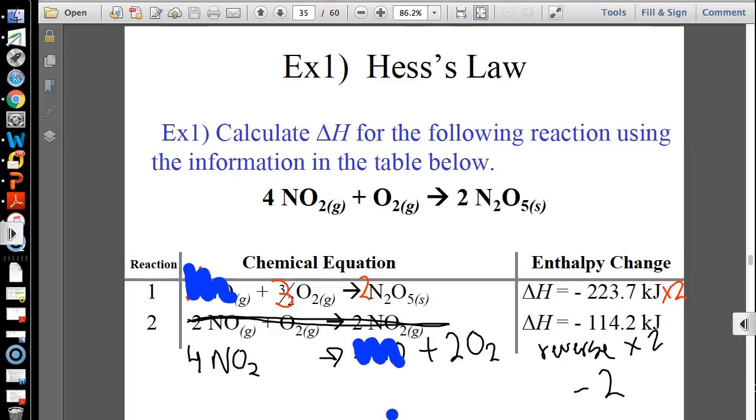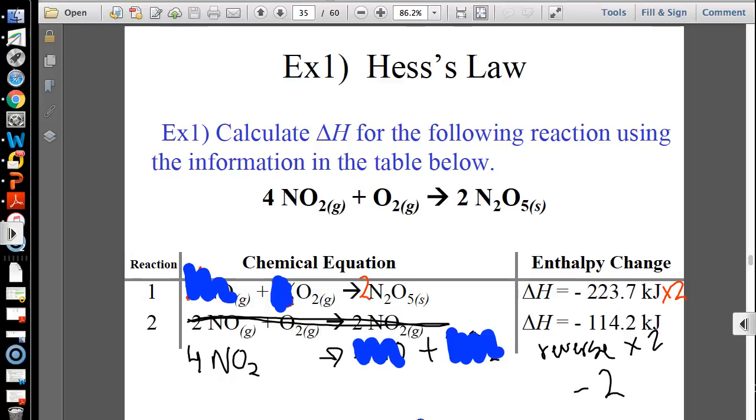Okay? Then my oxygens, I have 3 here, and I have 2 here. So what that means is these 2 match. I can pull them out, and I'm just left with 1. Alright, that's what I was looking for. And then the 2 N2O5 are right here. So basically, what's left after I play the matching game, 4 NO2s, 1 oxygen, 2 of those, and that matches, and I'm done. Now, I'm done with that part.